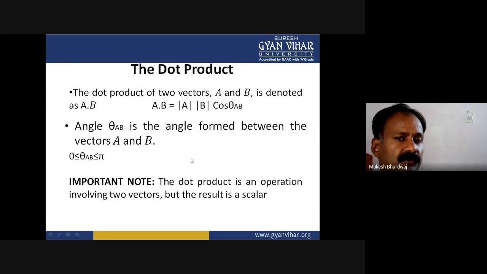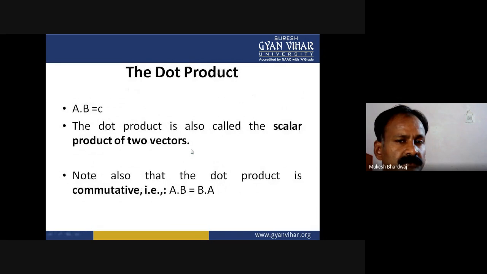The dot product of two vectors A and B is denoted as A dot B, or A dot B equals mod A mod B cos theta, where theta is the angle between A and B. Angle theta AB is the angle formed between the vectors A and B, and theta AB lies between 0 to pi. Important note: the dot product is an operation involving two vectors, but the result is a scalar. The dot product A dot B is equal to C. The dot product is also called the scalar product of two vectors.